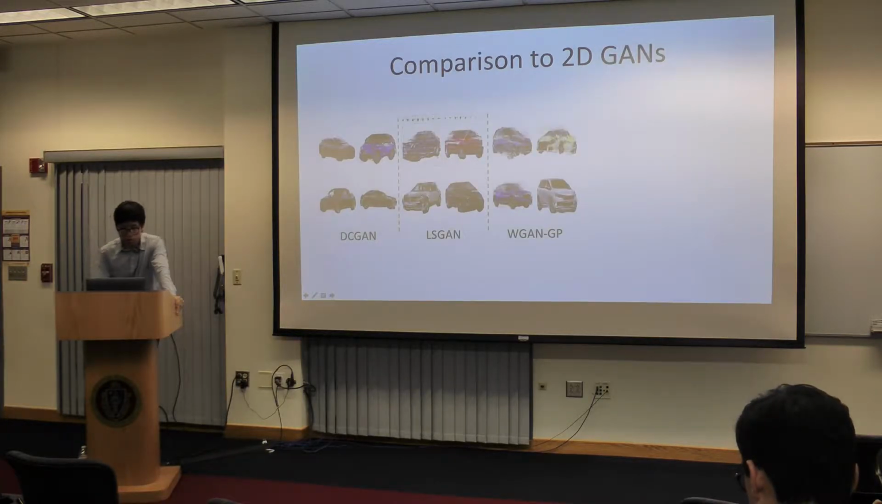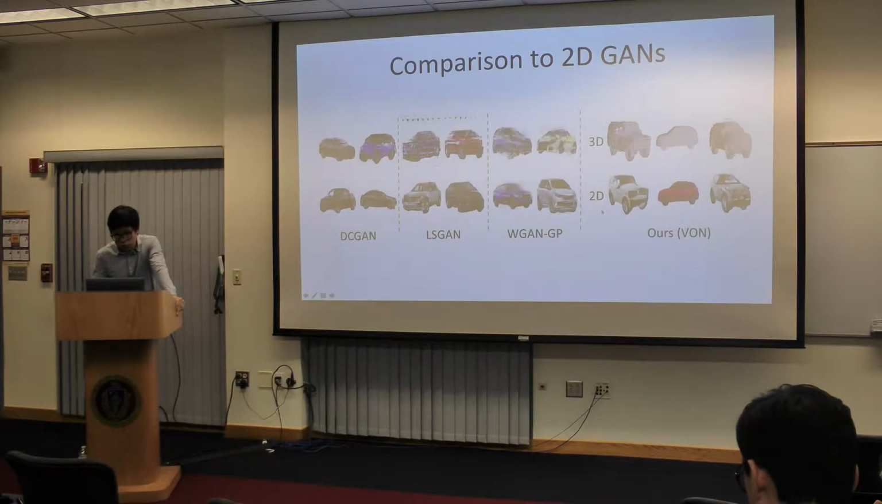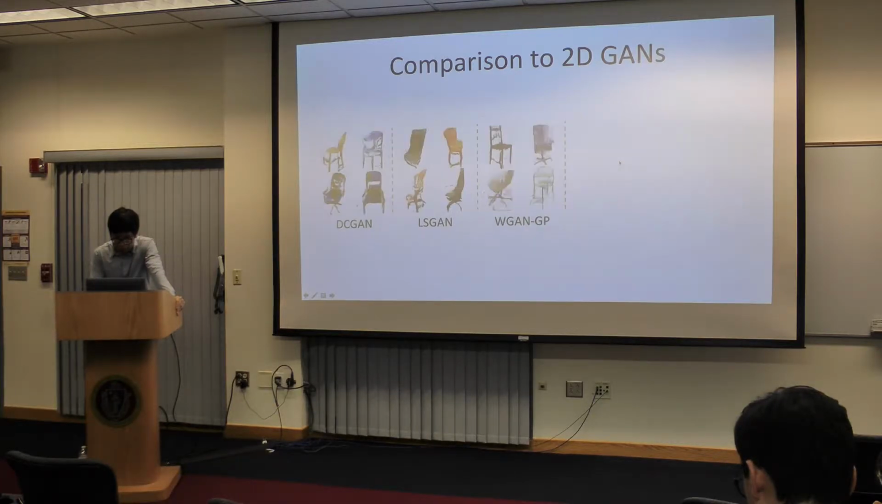And here is a comparison to the 2D baselines. Here are different recent GAN methods, and here are our results. We can not only generate a 2D image, but we also generate voxels. You can rotate. And here are some results on chairs.